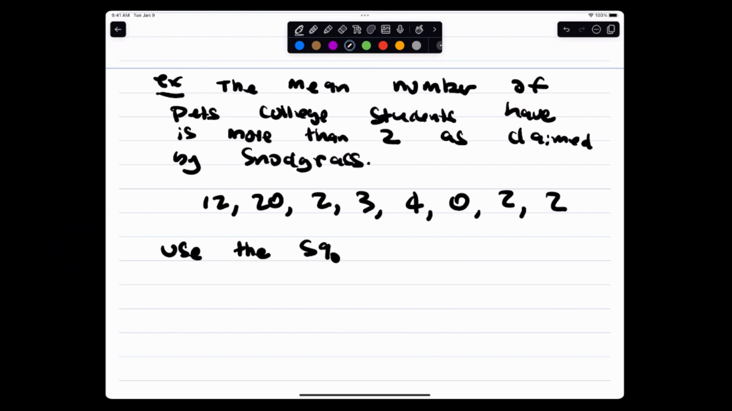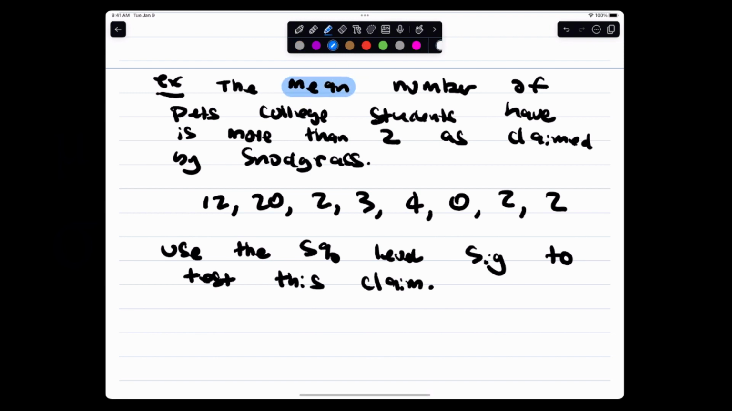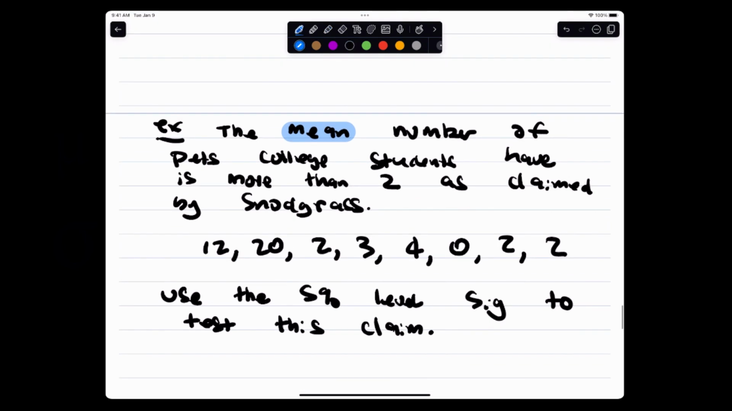Use the 5% level of significance to test this claim here. So I want to share with you guys this. This is an extremely important example that I'm going to say really pay attention to. It's really nice. So what's the claim, right? The mean number of pets is more than 2, as claimed by good old Snodgrass.